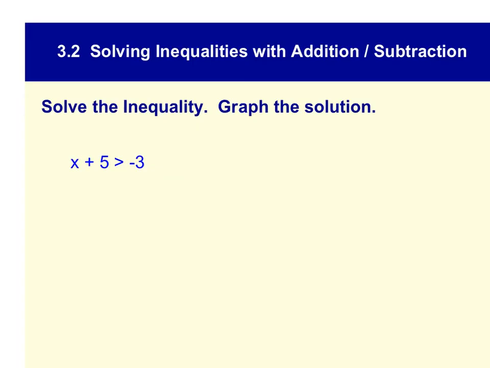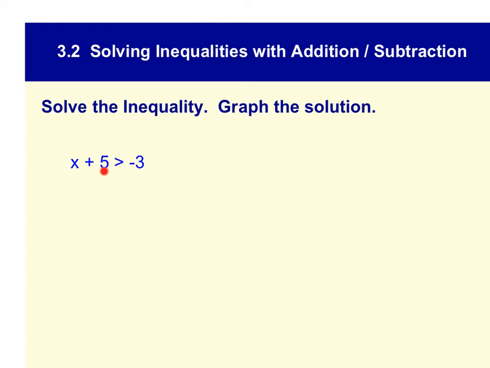Alright, moving on to 3.2. When you solve inequalities with addition and subtraction, this takes us back to our one-step equations, only instead of an equation, now you're going to have an inequality. Instead of an equal sign, you'll have an inequality. You still will solve them the same way, so go to where the x is.